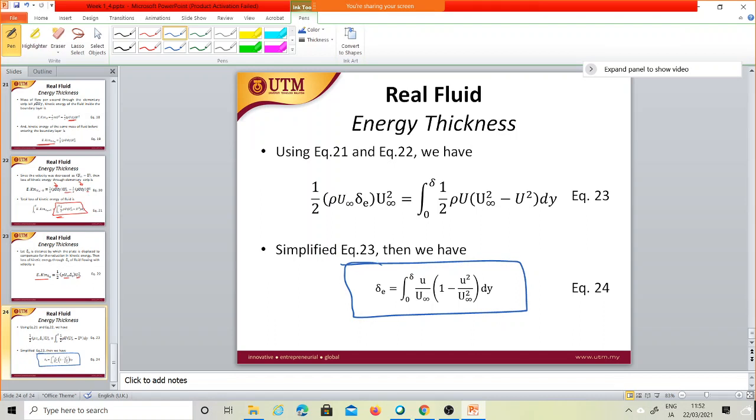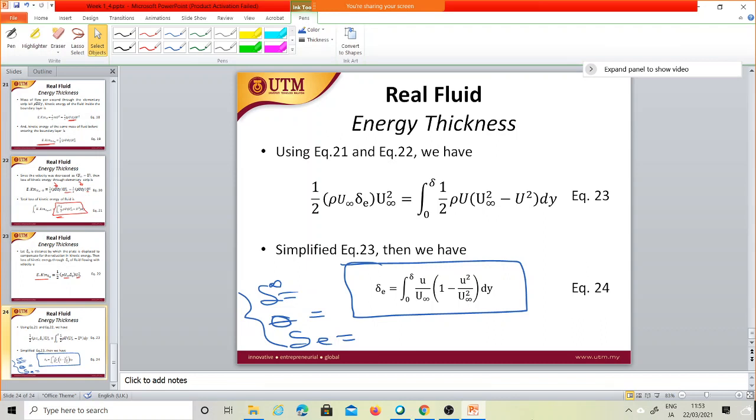energy thickness. Okay, so how is it different? You have u square by u infinity square, then you have u infinity. You need to write this one down, and theta, and h is the ratio. If you have these three expressions, put them in your mind so that if someone asks you to solve the problem, you can solve it.